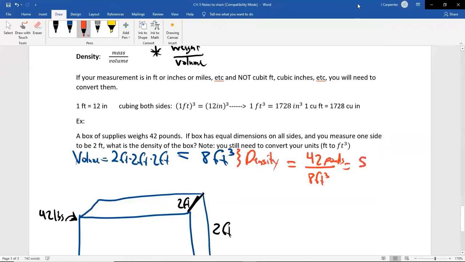So 5.25 is the answer, right? Maybe if we're not a quantitative reasoning student, no. As a quantitative reasoning student, that's wrong. 5.25 what? 5.25 oranges, 5.25 bobs, 5.25 oranges per bob? No, it's 5.25 pounds per cubic foot. Or you could write it with the word: 5.25 lbs per cubic foot.